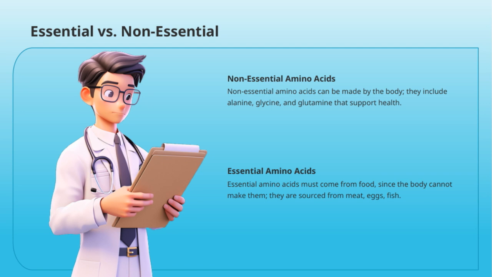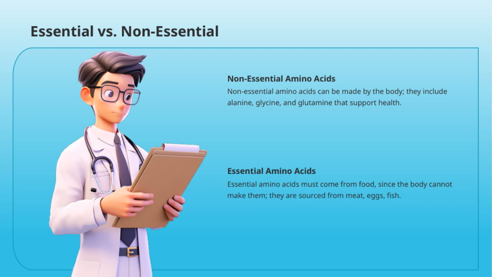Now, moving on to non-essential amino acids. These are a bit different because our bodies can make them ourselves. Some examples include alanine, glycine, and glutamine. These amino acids play important roles in supporting our overall health, from immune function to muscle maintenance.